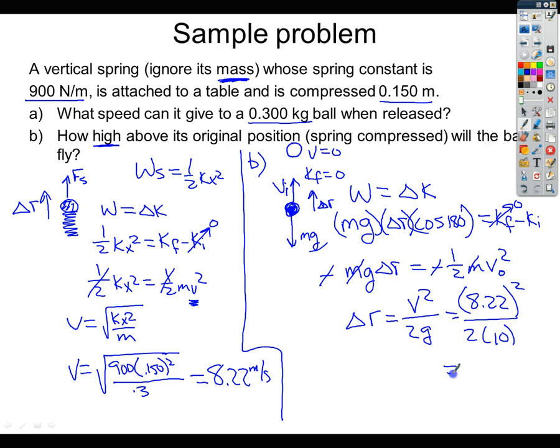So the final answer should be 3.38 meters. If we take the numbers that we have, we take 8.22, square the 8.22, and then divide that by 20, you get 3.38 meters. And so that would be the answer that we have for this problem, and that should be the end of sample problem number 2 with springs.